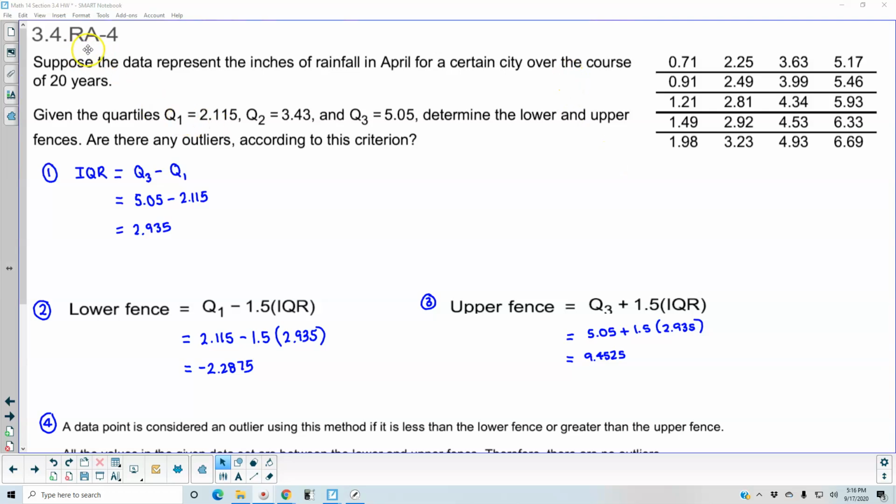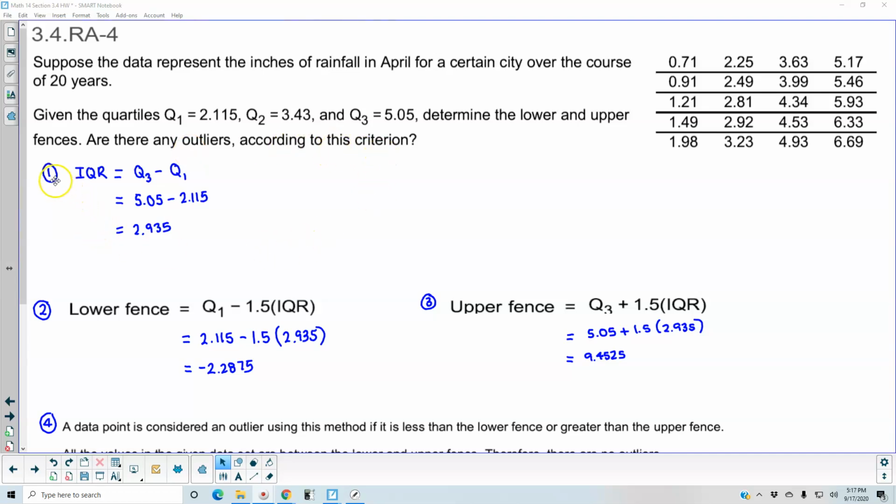Section 3.4 RA-4. Suppose the data represent the inches of rainfall in April for a certain city over the course of 20 years. We're given the following quartiles. We know that Q1 is 2.115, Q2, which is 3.43, is also considered the median, and Q3 is 5.05. We want to determine the lower and upper fences. Are there any outliers according to this criterion?